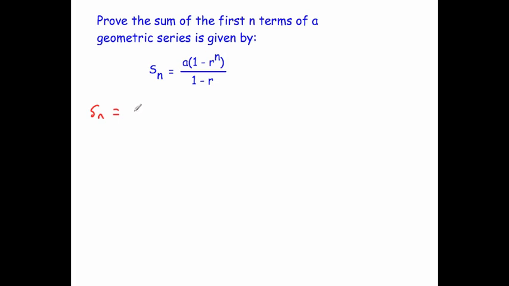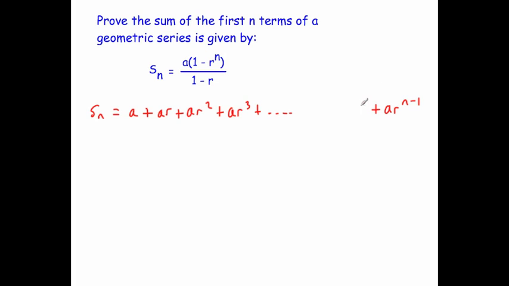So the first term is a. When you multiply that by the common ratio r, you'd get ar. When you times that by r, you're going to get ar squared. When you times that by r, you're going to get ar cubed, and so on and so on. And the very last term, well, that's ar to the n minus 1.